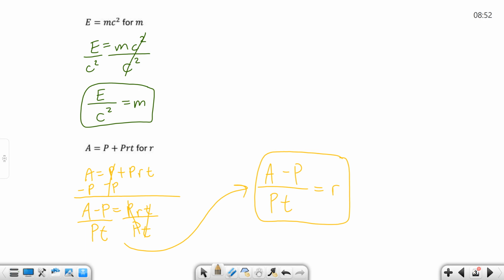So I had to move the P, subtract it from both sides first, and then I had to divide by PT, that's just like a number. It's just we don't know what P times T is. It could be 4, it could be 37, it could be 15.5632. It could be 0.0325. We don't know. All right?